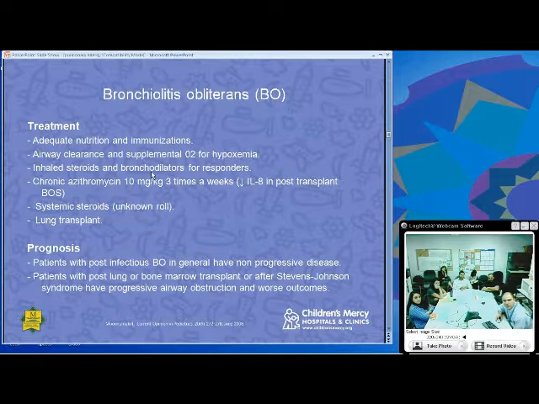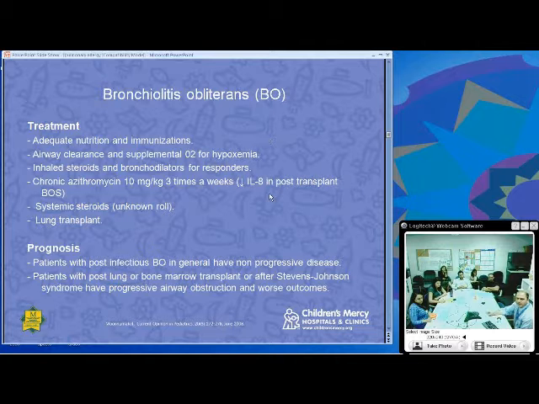Yeah. So treatment is mainly supportive. Most post-infectious bronchiolitis obliterans is non-progressive, so we do adequate nutrition, immunizations, we want the kid to grow, airway clearance as needed if there is increase in mucus production, as much oxygen as they need to prevent hypoxemia. And some kids may have a significant response to bronchodilators, so in those kids we may use bronchodilators and inhaled corticosteroids, but in the ones that don't respond to bronchodilator, there's really no need to give them albuterol.